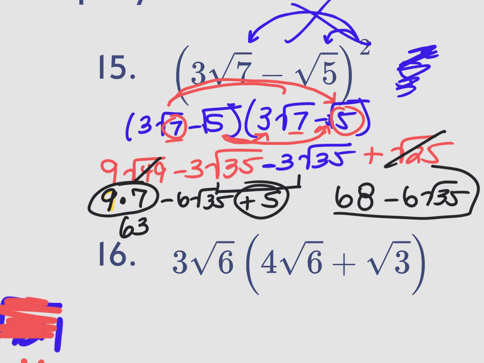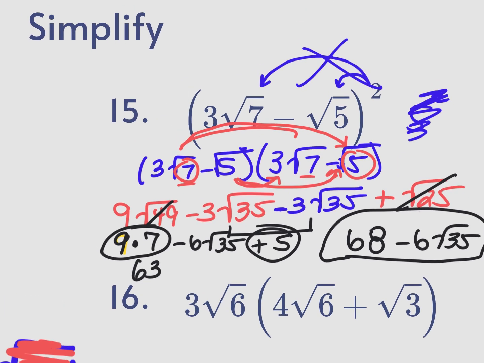How come I cannot simplify that anymore? Why can't I combine those two things? Because the 6 has a square root of 35 attached to it. The 68 does not. They're not like terms. It's like saying 68 minus 6x. You guys would say, oh, no, I can't do that. It's the same exact thing. The radical, just treat it like it's a variable.